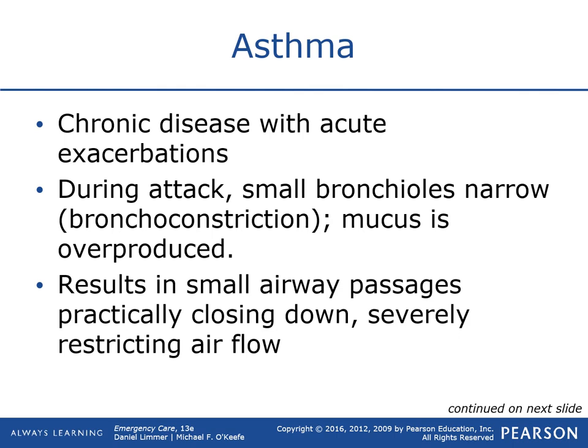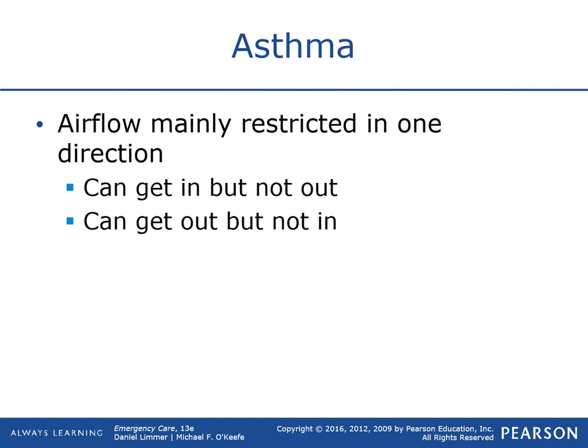When we have asthma, the bronchioles, especially the smaller bronchioles, will get very constricted, which constricts your airflow in and out. So typically in asthma, you can either breathe in okay or you can breathe out okay. So airflow is mainly restricted in one direction or the other. So either air can come in decently, but then it gets trapped and can't get out, or air can get out decently, but it can't get in. So asthma can either be inspiratory or expiratory.